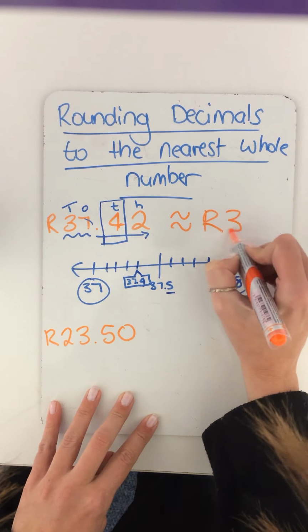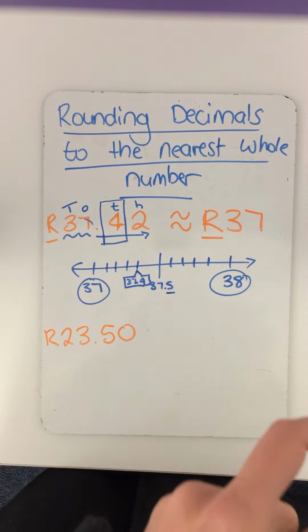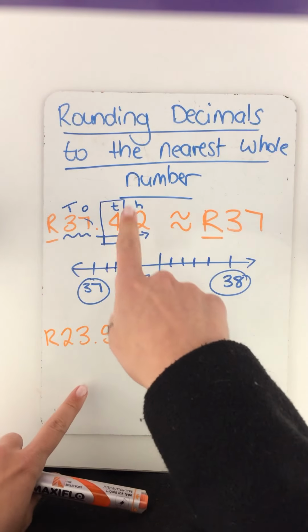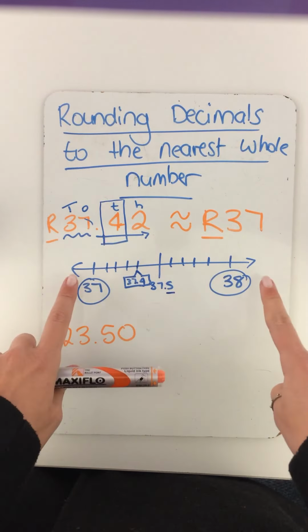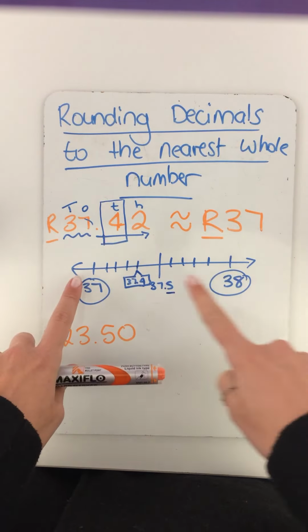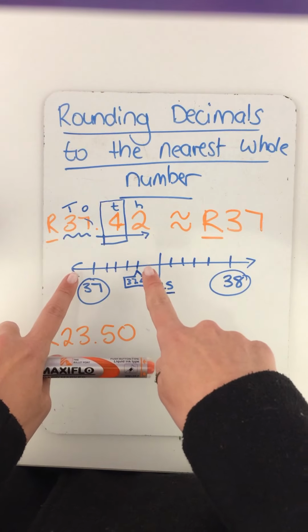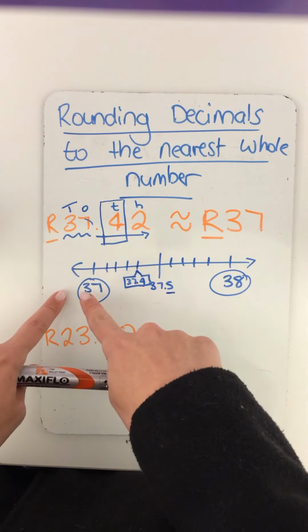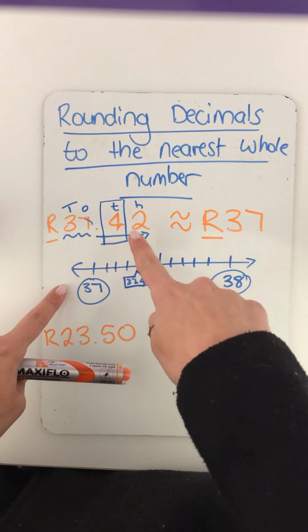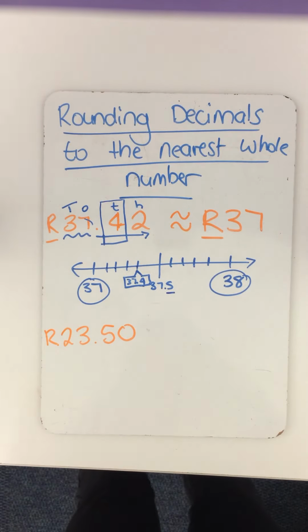I'm putting the Rand because we're dealing with money in these examples. 37.42 rounds off to 37. I know that because I looked at the number in the tenths place. I've made my number line. I have 4 in the tenths place, which means my number goes over here. 37.4 would go there. And so it's closer to 37. That's why my 37.42 rounds off to 37.